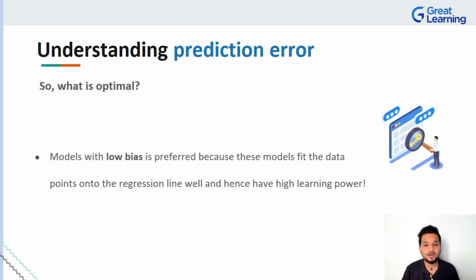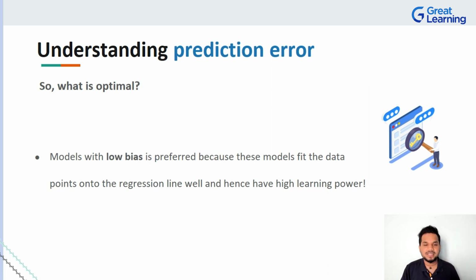In fact, it's actually preferred because whenever you have low bias, the models will fit the data points really, really well onto the regression line. You have a regression line that goes on, and you have multiple points that get plotted around the regression line. That is how your machine learning algorithm learns, right? So when that is happening, you have to be critical enough to assess and say, hey, having low bias will give my model a better ability to learn, and perform really, really well, right?